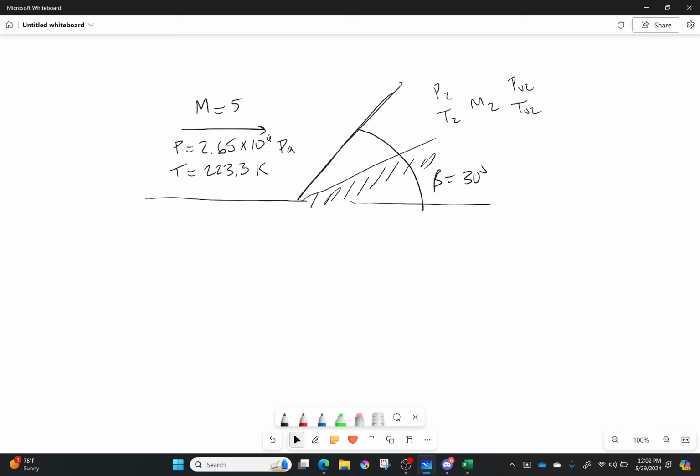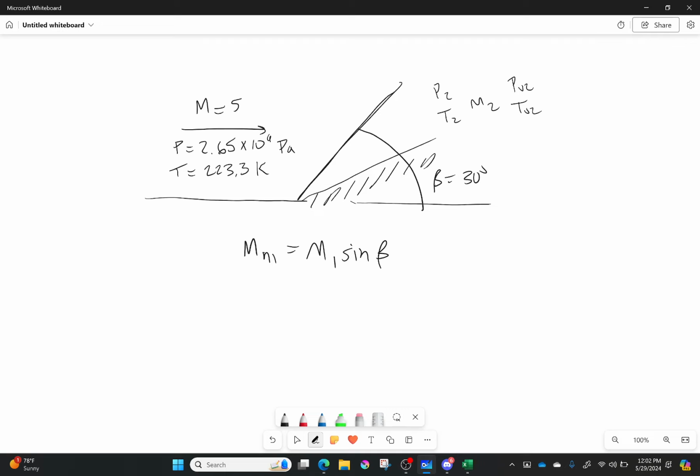But we can't go to the tables to start, because remember, when it comes to oblique shocks, we do not want the Mach number, we want the normal Mach number, the Mach number that is normal to that wave right there. And so I need to calculate that. It's not that hard, we see the equation a bunch. M(n)(1), that's the normal Mach number, is equal to M1 sine of beta.